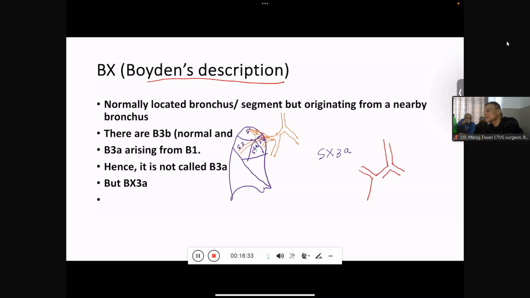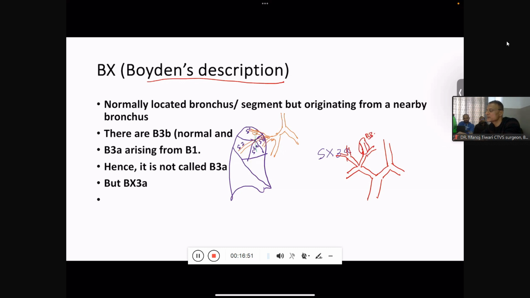Our assumption is the right upper lobe bronchus will give the B3, B1, and B2. But what happens, this B1 has got B1A and B1B. B3 has also got B3A and B3B. So let's suppose this is the B3A, and it is not coming from the B3. It comes from the B1. So at that point, the picture will look like this. The bronchus is supplying the 3rd segment, but it is not arising from the B3 bronchus, it is arising from the B1.